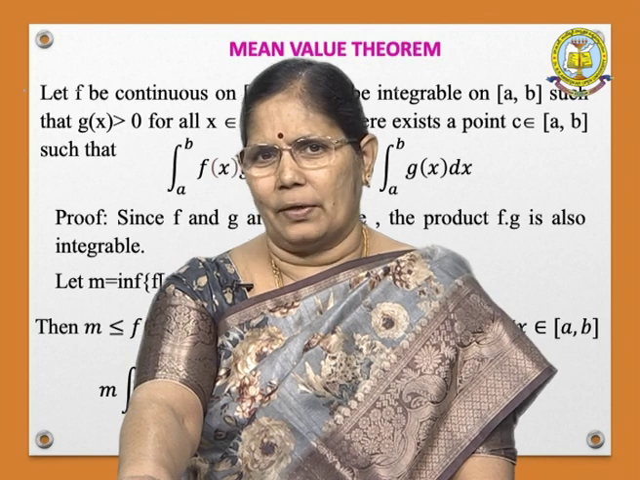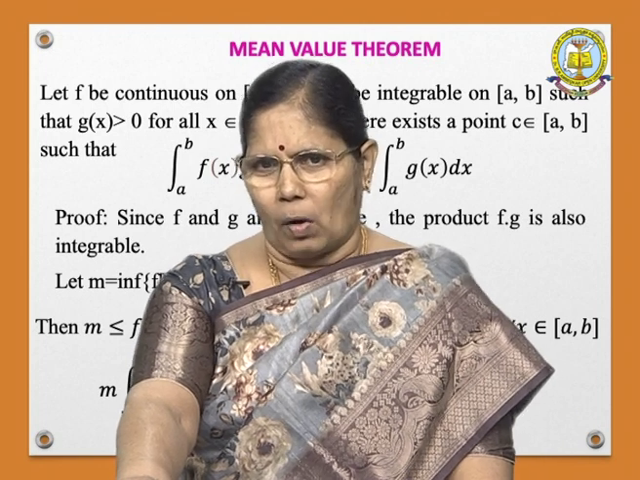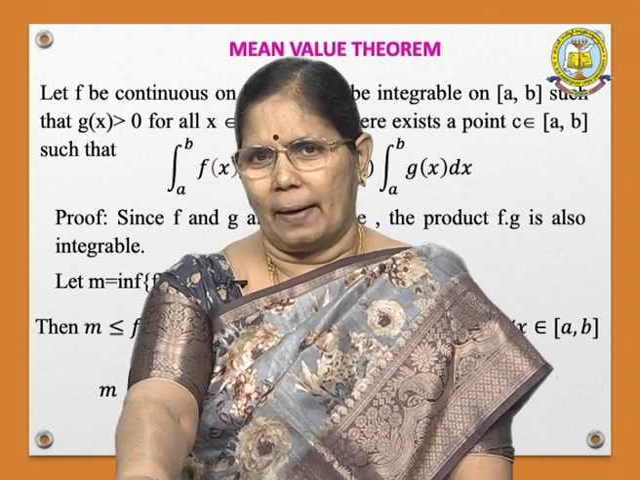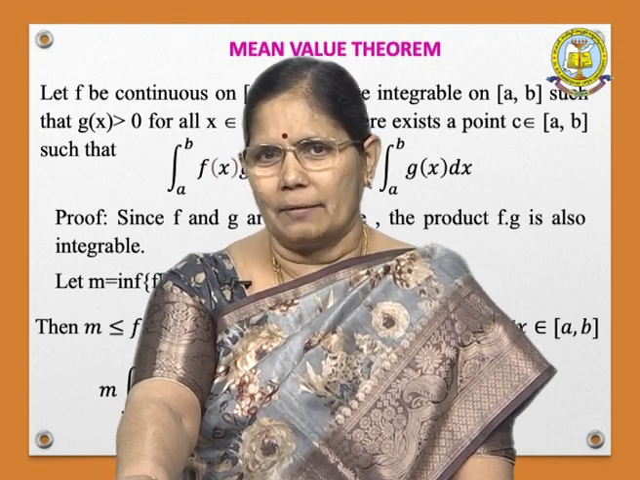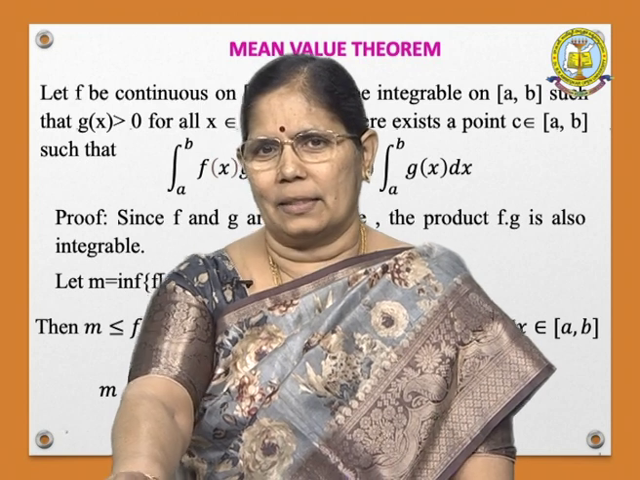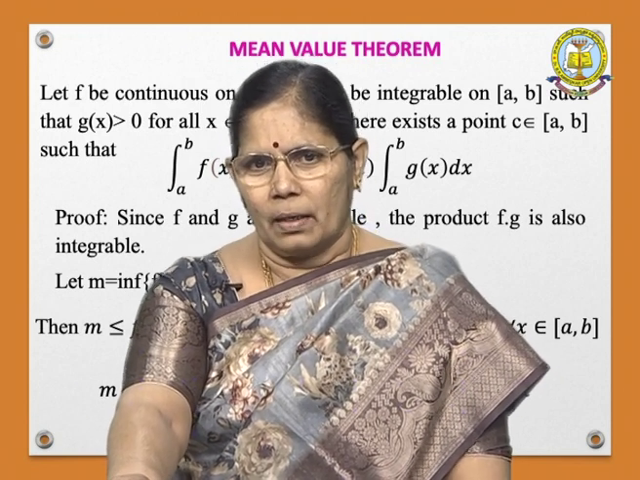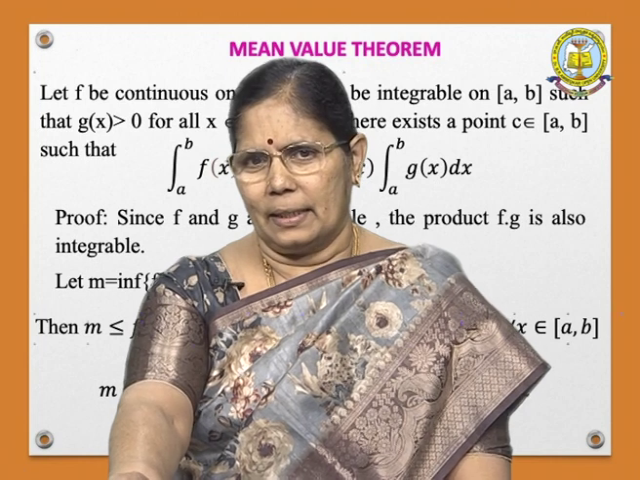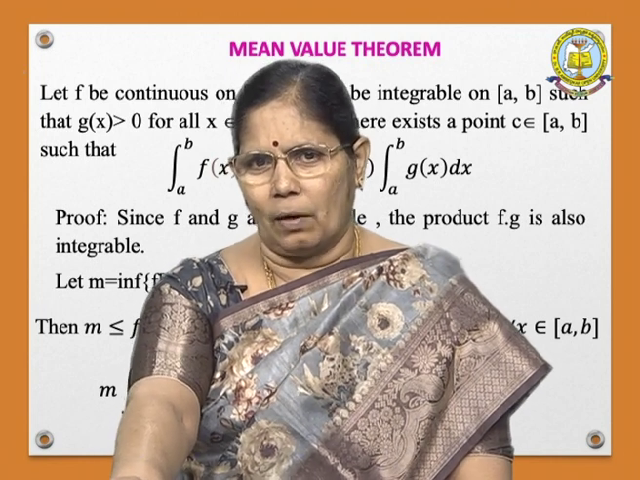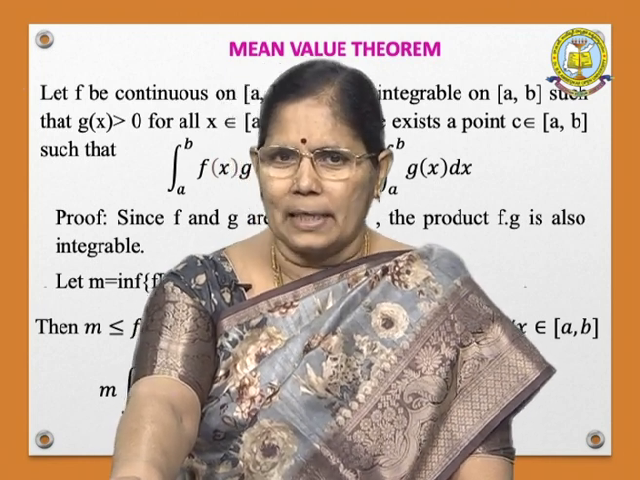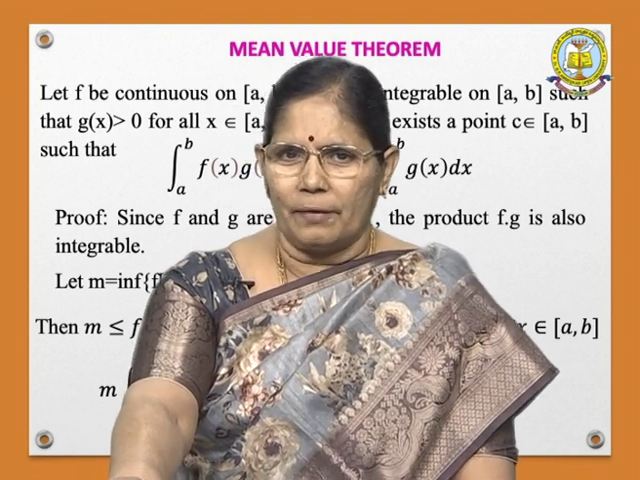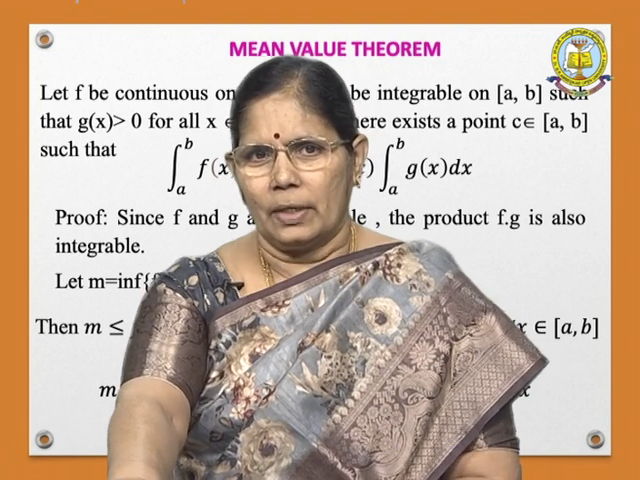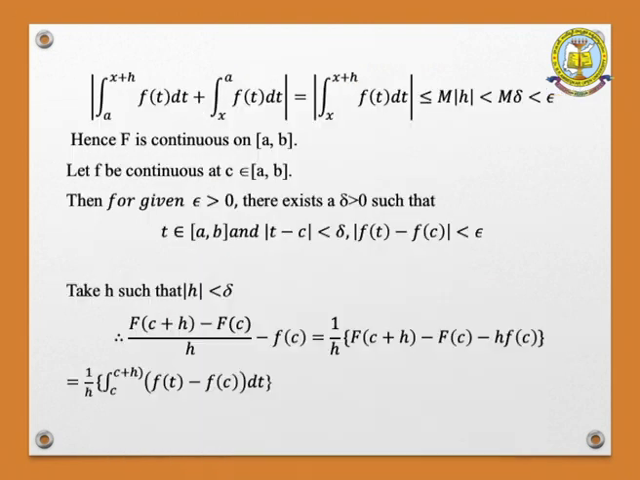Which is less than or equal to M into mod h, which is less than M into delta, that is less than epsilon, because we have chosen delta in such a way that delta is less than epsilon by capital M, and we are saying that capital M is the supremum of mod f, meaning mod f is less than M. So, here let f be continuous at c belonging to [a, b].